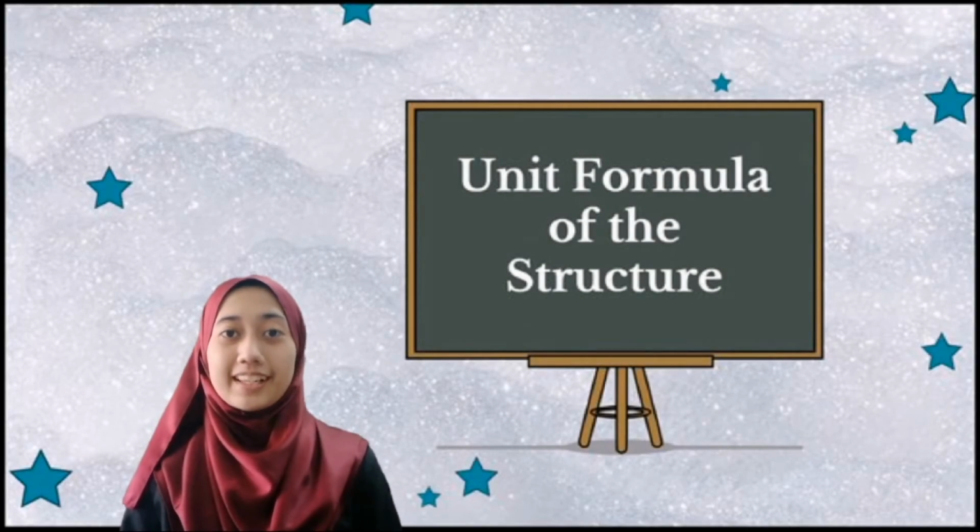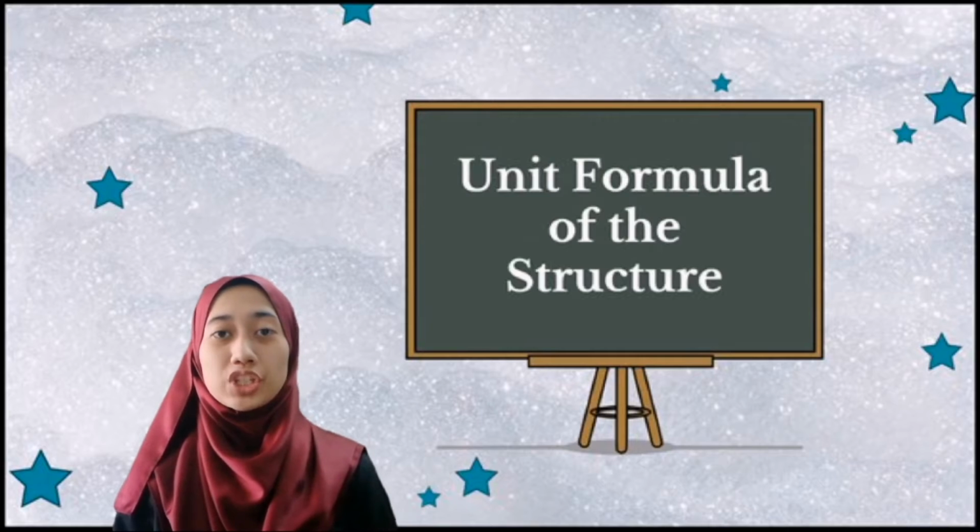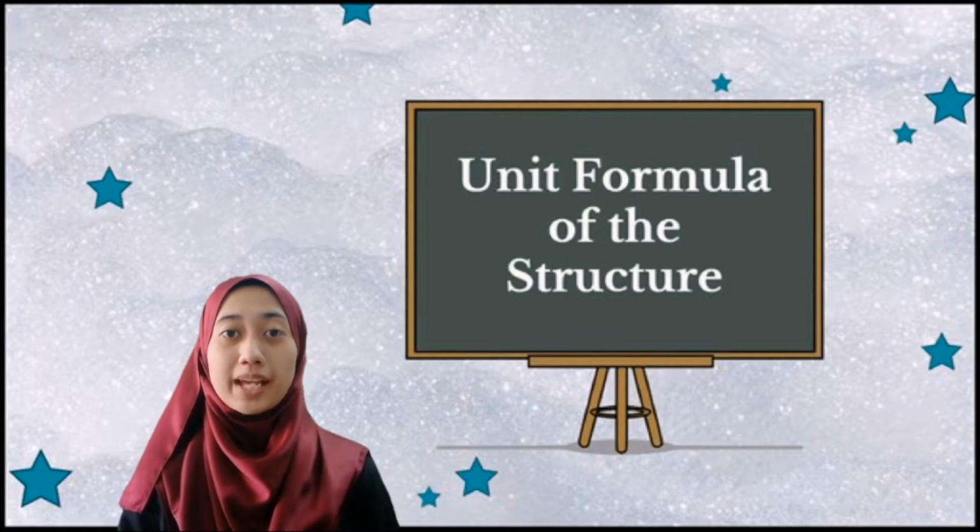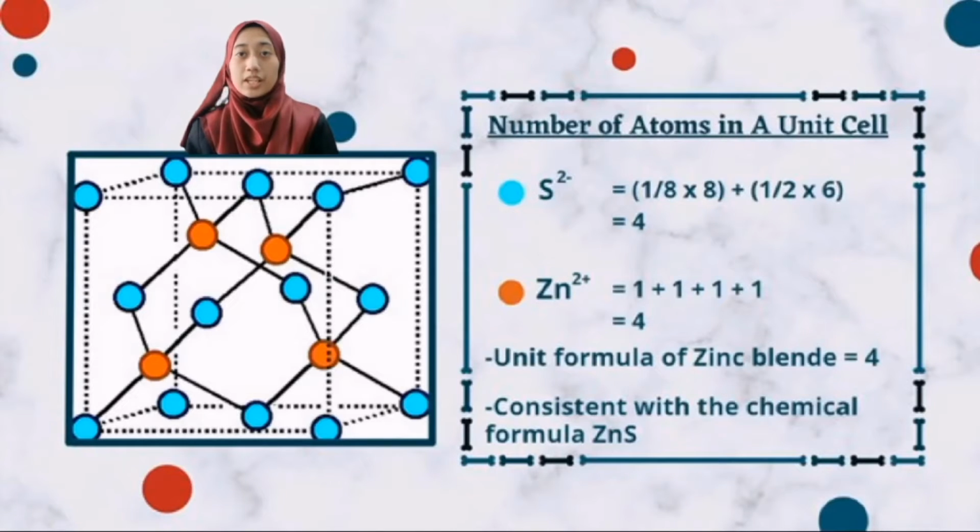Thank you, Atira. Now, I will proceed with the unit formula of zinc blende structure. So first, let's take a look at the calculation of the number of atoms in a unit cell of zinc blende. I will start with the anion, which is sulfur, the blue one in the picture. As mentioned by Atira earlier, the S2- build the lattice at the corners and also at the faces of the unit cell. The corner atoms contribute only 1/8 to a unit cell, as they are being shared with another 8 unit cells.